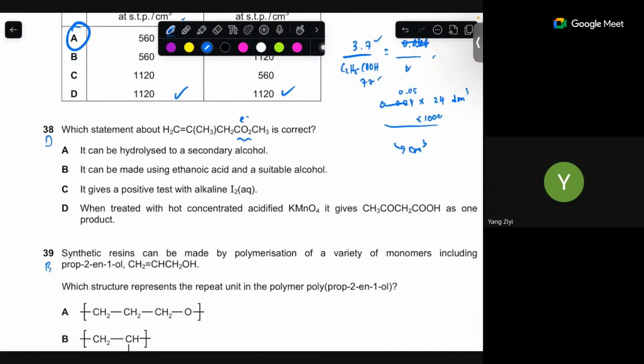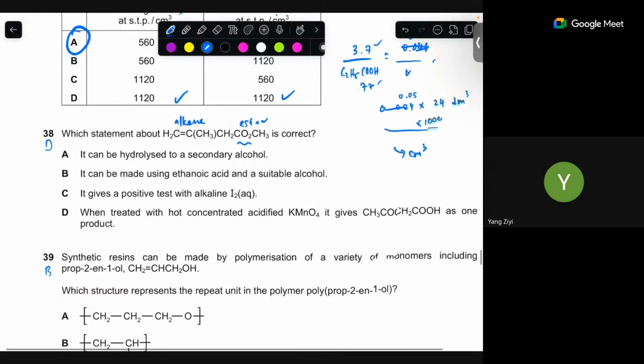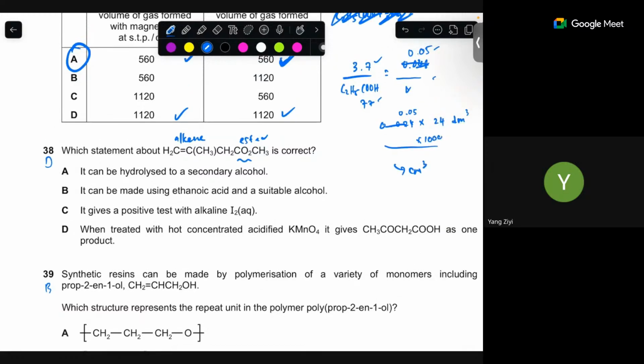So this one is going to be ester. This one is going to be alkene. Can it be hydrolyzed to a secondary alcohol? Not really. It can be made using ethanoic acid and a suitable alcohol? Yes, but they forget about the alkene, so cannot. It gives a positive test with alkaline I2? That is for something that contains OH and carbon double bond O, the ketone, the carbonyl compound, no.